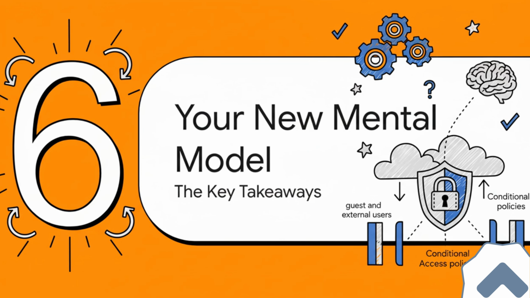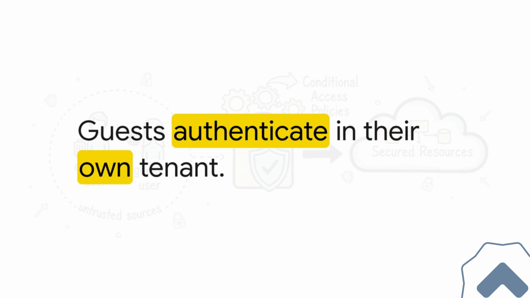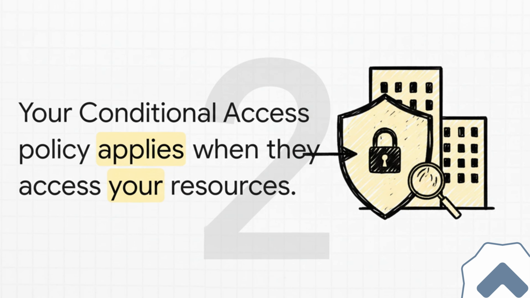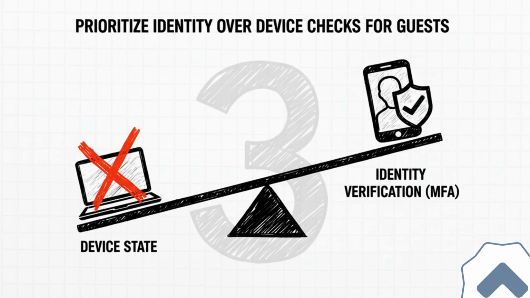So, after all that, let's just boil this down to a simple, powerful new mental model you can carry with you. Okay, remember this three-part model. First, authentication happens over there. It's their problem, in their house. Second, authorization happens over here. The second they knock on your door, your rules are the only ones that matter. And finally, the most important takeaway of all, you cannot treat guests like employees. You have to design your policies for them intentionally. You have to prioritize the things you can verify, like their identity, over the things you can't, like their device. It is the only way to do this securely.